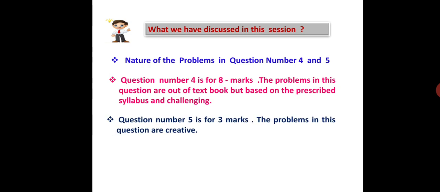Question number 5 is for 3 marks. 2 problems are given. You have to attempt one. The problems in this question are creative ones. So activity based problems for 2 and 3 marks also we have discussed. I think you enjoyed a lot in this session and you will prepare certainly well. I shall give you a few problems. Can you try these problems? You can convert these problems into activity based questions also. After solving, you will get an idea how it could be converted.